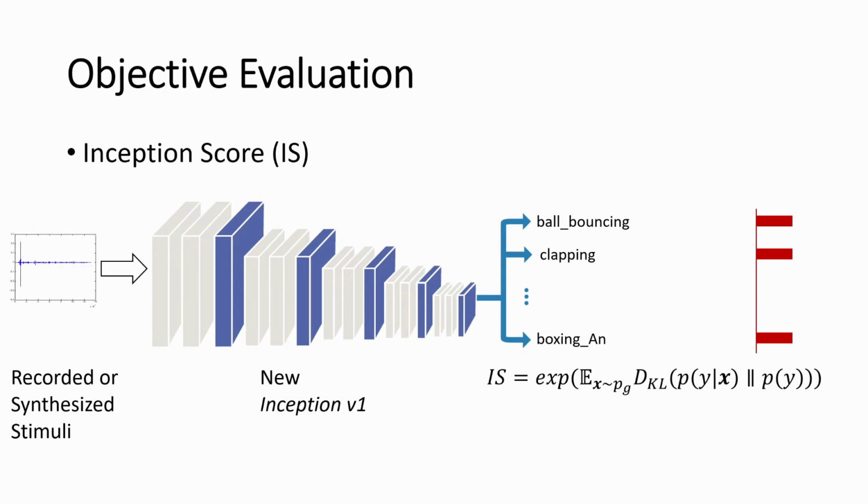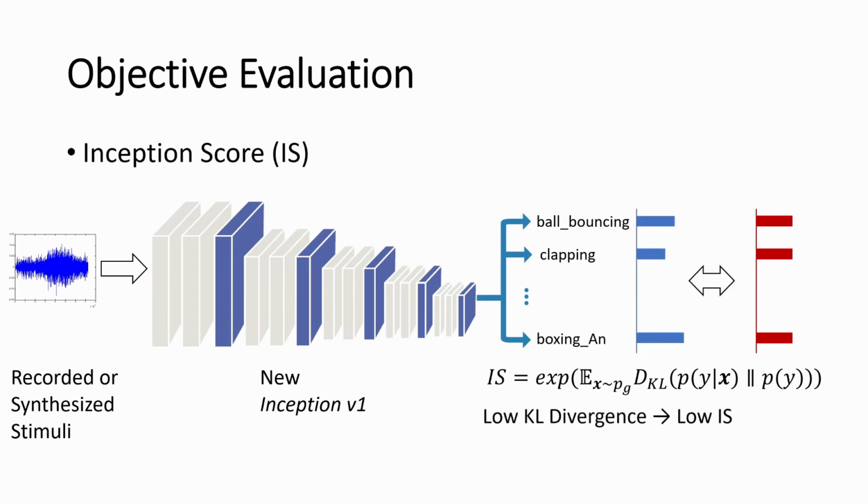With this score, if our input clearly sounds like one of the 12 classes, the resulting IS would be high. On the contrary, if the audio quality is poor, then we would have a low IS.